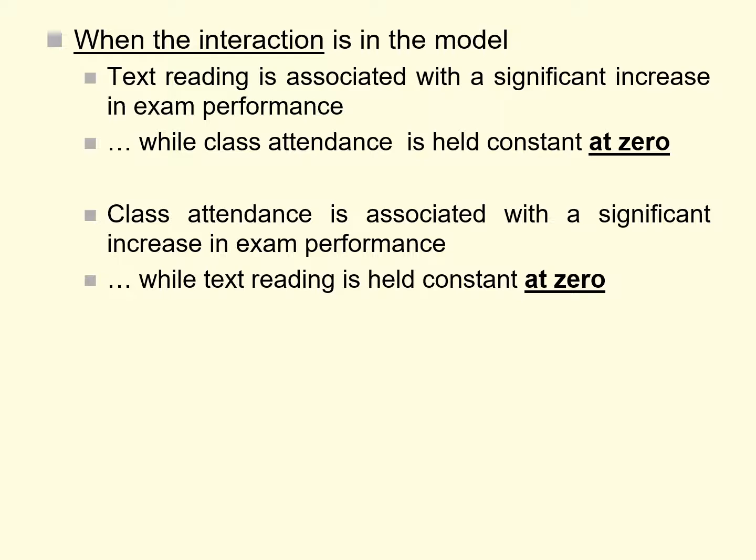Here, because it's possible that someone could read no amount of text or could attend no amount of classes, I have a feeling that happens sometimes in classes I teach, it's probably meaningful to talk about predictor variables which have 0 values. And so we could say, look, text reading has this particular effect when class attendance is at 0. Class attendance has this particular effect when reading is held constant at 0.